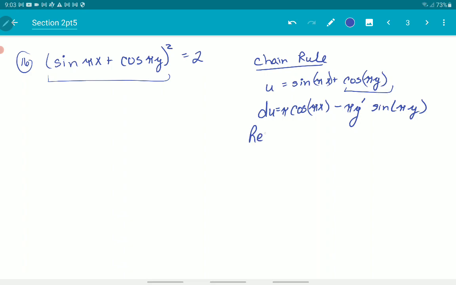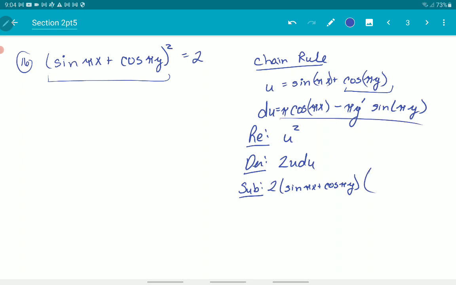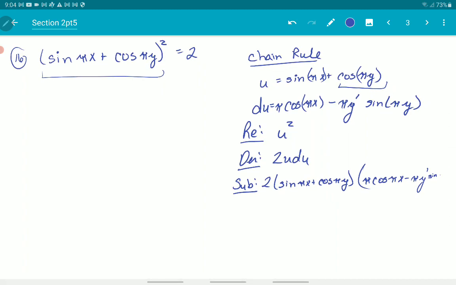So we would do a rewrite. This would be u squared. The derivative of u squared is 2u du. And then if we substitute everything back in, u is sine of pi x plus cosine of pi y, and du is all this fun stuff. So pi cosine pi x minus pi y prime sine of pi y.